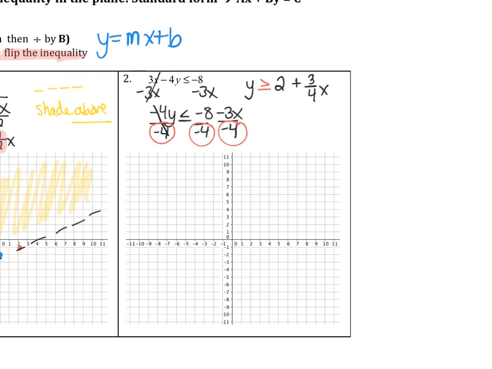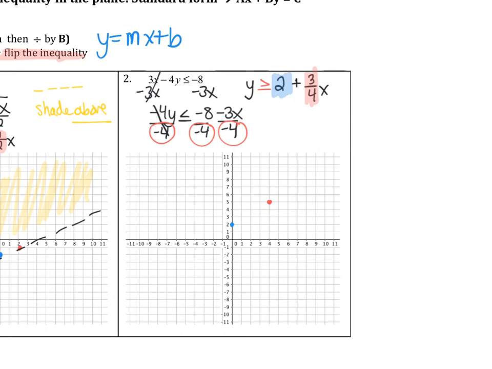Now it's in y equals mx plus b. Be careful here when we find our starting point. Remember, it's the plus something. So the b here is 2. So I'm going to start by plotting a point at 2 on my y-axis. And then the slope here is 3/4. So that tells me what direction to go. So I'm going to go up 3, 1, 2, 3, and over 4. And I'm going to plot my second point.